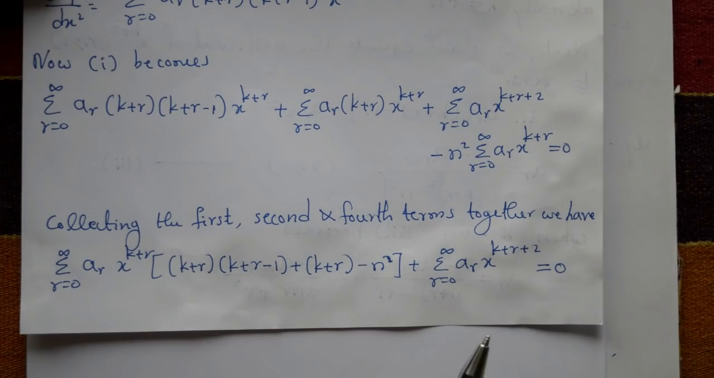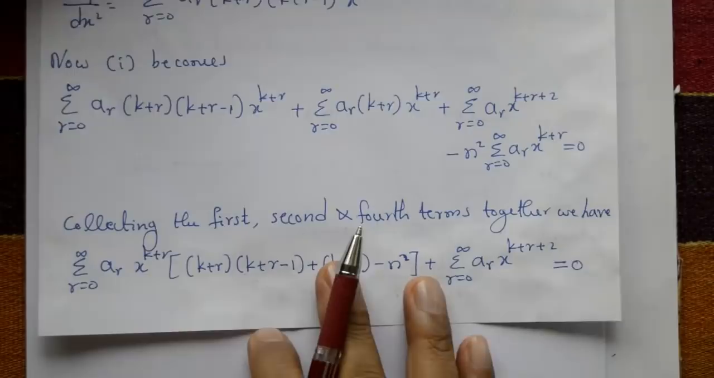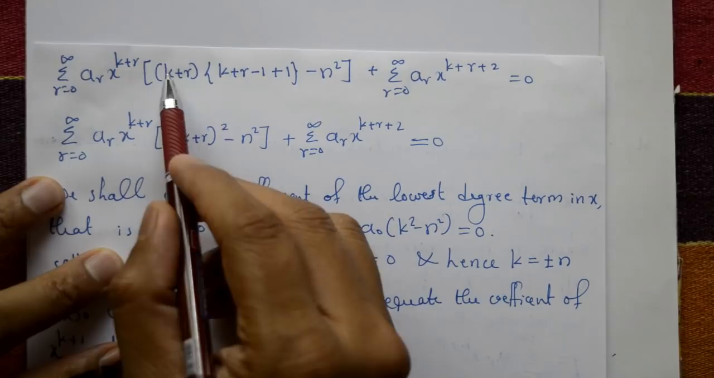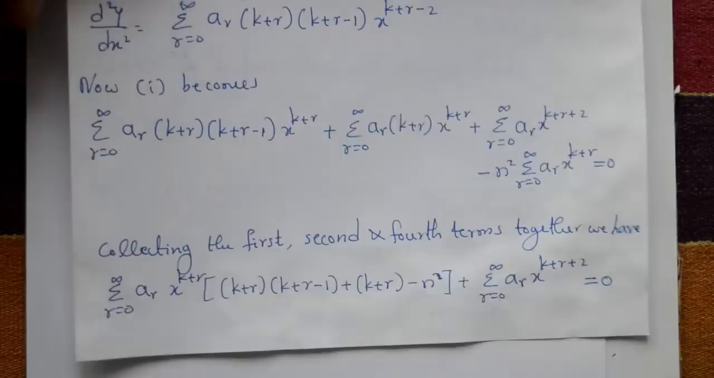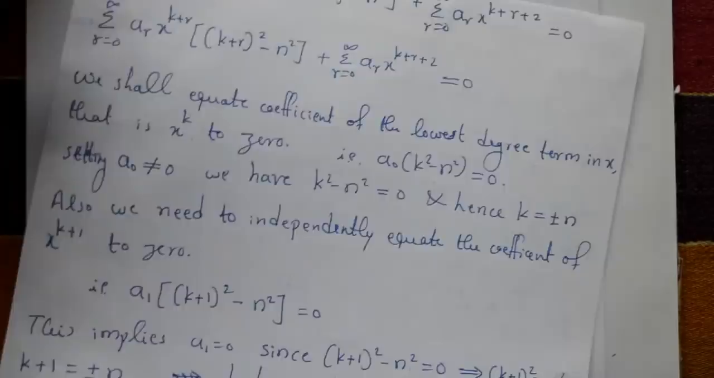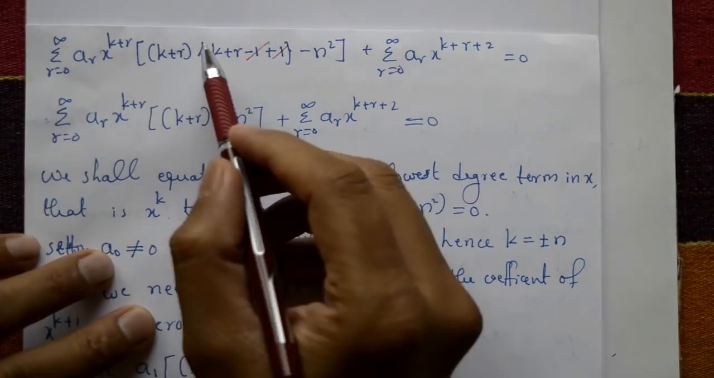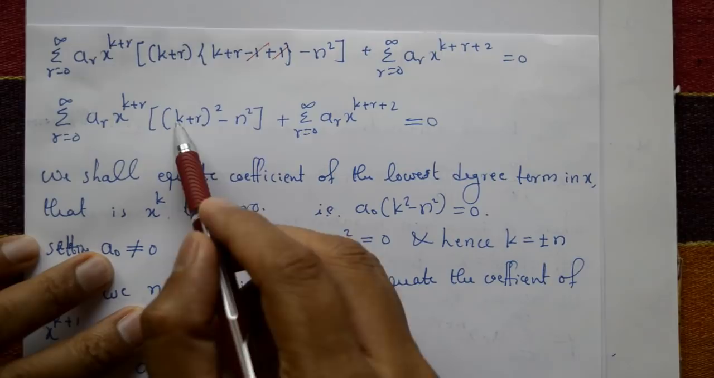Okay, next step. Now again you take (k+r) common. The summation r is 0 to infinity a_r x^(k+r) is common. (k+r)[(k+r−1) + 1] − n², and this term is as it is. Now minus 1 plus 1 get cancelled, giving (k+r)(k+r) which is (k+r)² − n². This term is as it is.